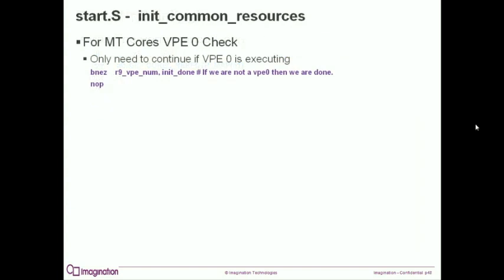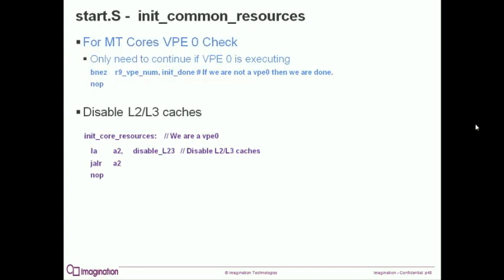Back in start.s, the code is done initializing each processor. It continues to see if it is VPE 0 or processor 0. If it is not, then it is done with the initialization and will branch to init done. The code is about to initialize the iCache and then enable caching.